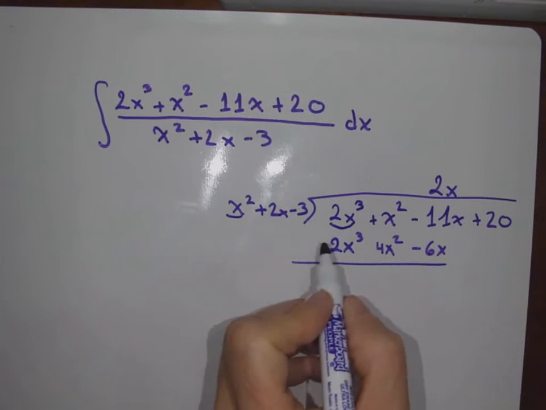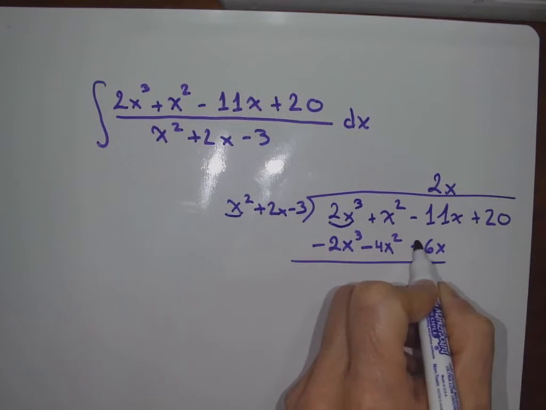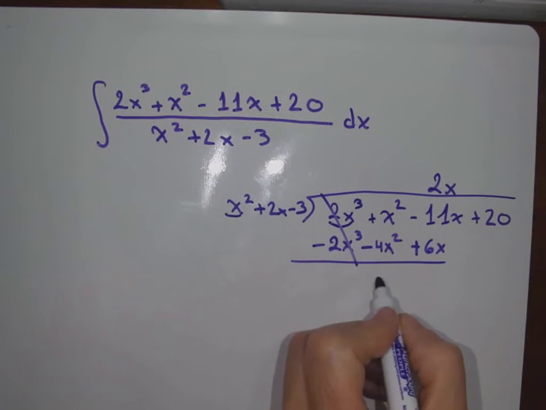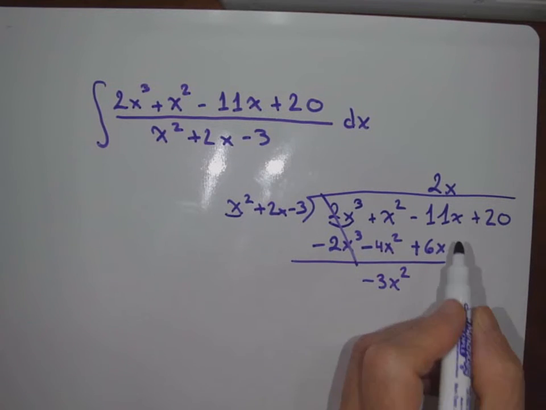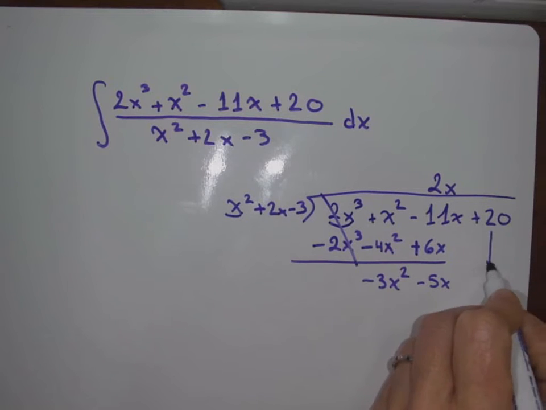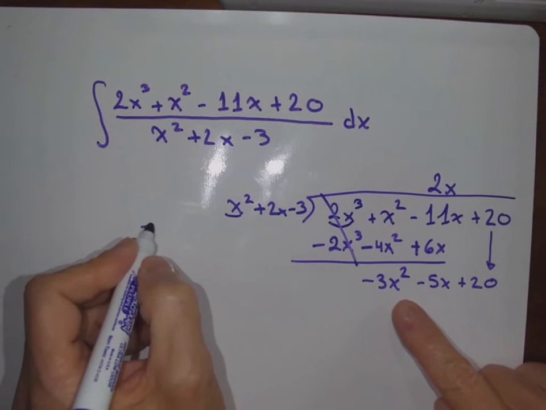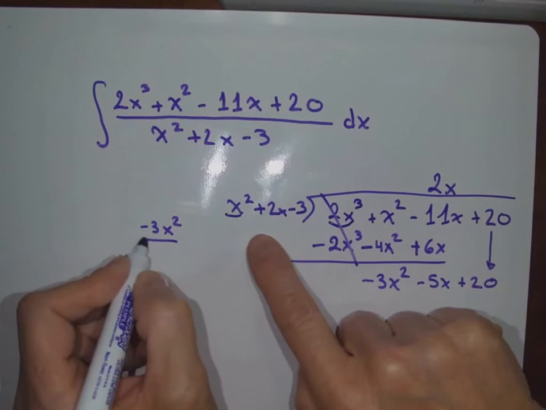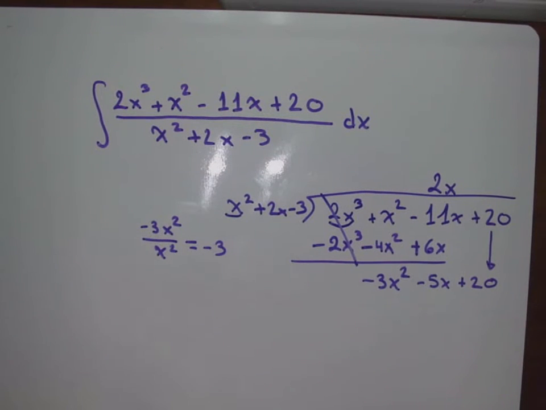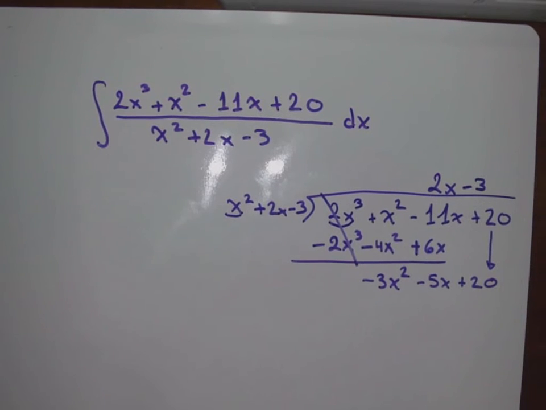And now we need to remember that we have to subtract, right? So I'm going to change, so subtract, subtract, and subtract here will make that positive. So those cancel. A positive x squared minus 4x squared is negative 3x squared. Negative 11x plus 6x will be negative 5x. And we're going to bring the constant down. And we're going to do the whole process again, right? So we take the first one here, and we divide by the first one here. So the leading terms, right? And that will give me a negative 3. So that's what I'm going to put up here, minus 3. And I'm done with that, so I can erase it.